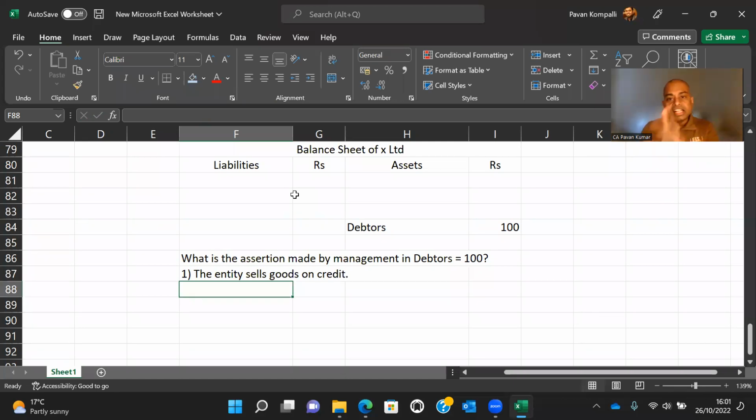Can I say that the entity sells goods on credit? Otherwise, debtor will not be there. Do you agree with me? Is this an assertion? Yes. Two.